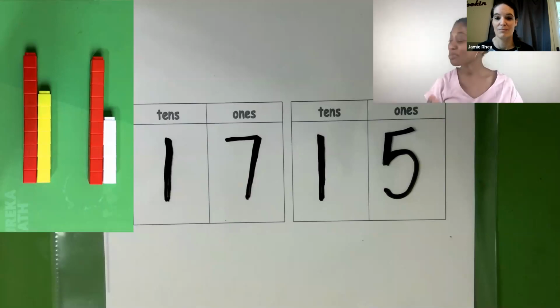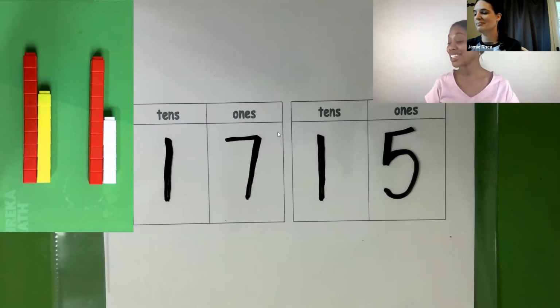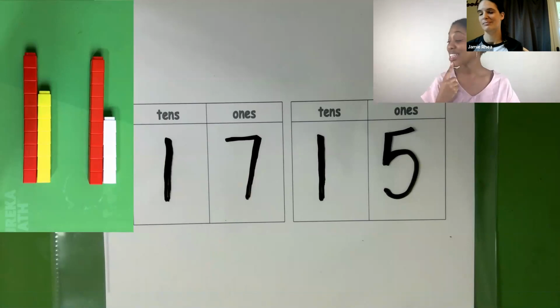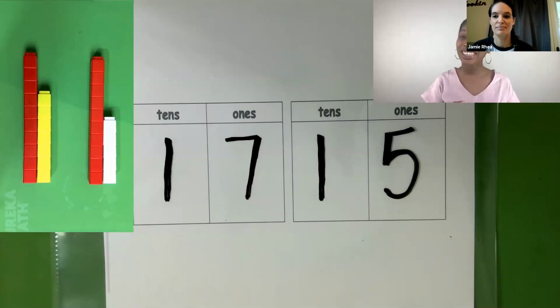That's right. In this case, the digit in the tens place is the same. They both have the digit 1. So now we have to look at the ones place. In the number 17, in the ones place, I see the number 7. And in the number 15, I see the number 5 in the ones place. I know that 7 is greater than 5. So that means 17 is greater than 15.